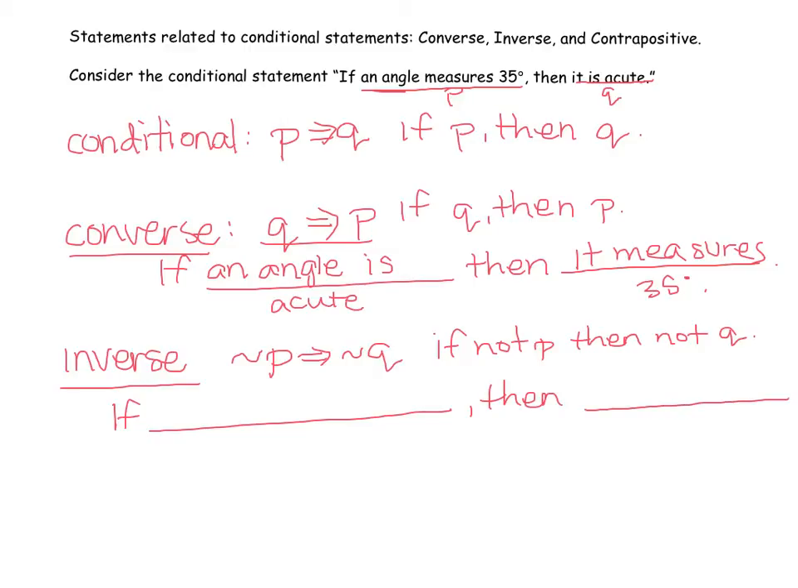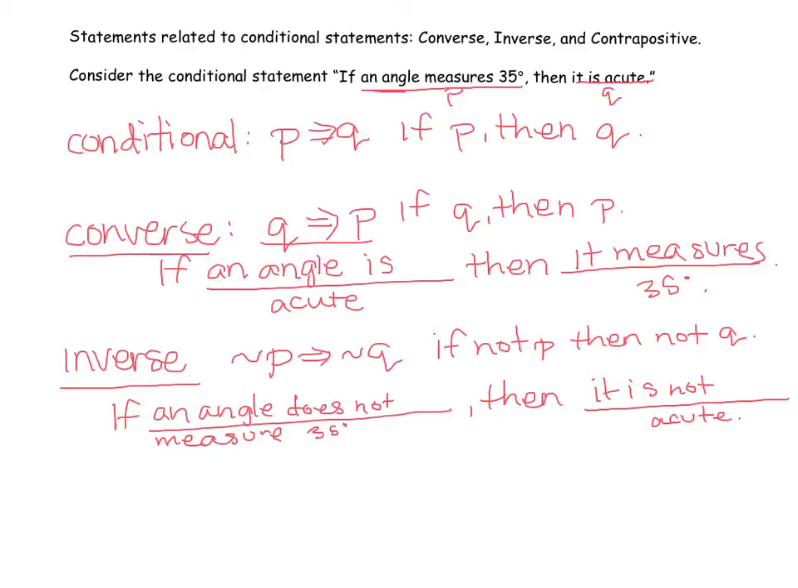not Q. The opposite of it is acute is it is not acute. And remember from the last unit, we don't want to say it's obtuse or it's right, or kind of give a list. We just want to make it really simple and say it's not acute. So if an angle does not measure 35 degrees, then it is not acute. And again, you should have some raised eyebrows as to the truth value of that statement, but that is indeed how you write the inverse of the statement.